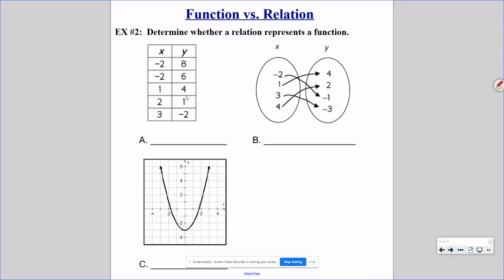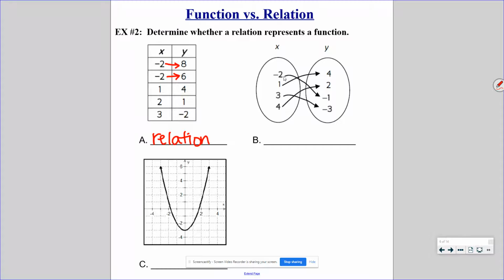So, is this table a function or a relation? Does each input give only one output? So the input of -2 is giving 2 outputs. Up here, it's giving an output of 8, and then down here, it's giving an output of 6. That's not consistent, so that would not be a function. We would just categorize it as a relation.